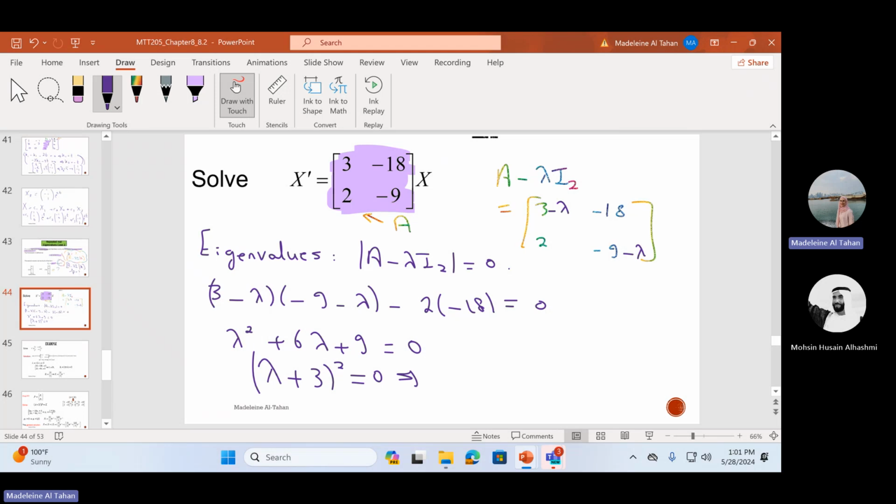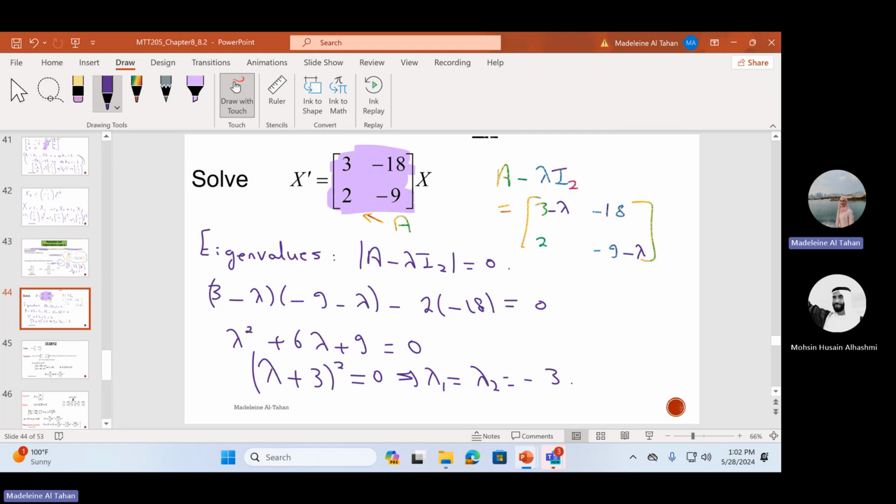So lambda 1 equal lambda 2 equal to negative 3. Now, even if we use the calculator, we will know that negative 3 occurs twice, because the calculator will reveal only one answer, and we should have 2 answers. So the second answer, it will be what? Yes.